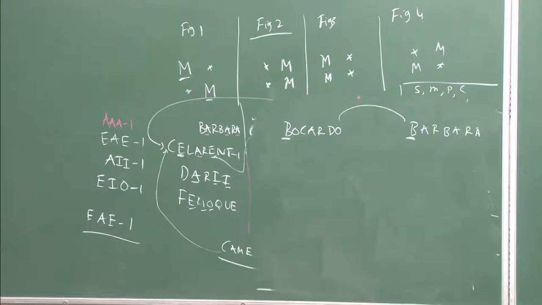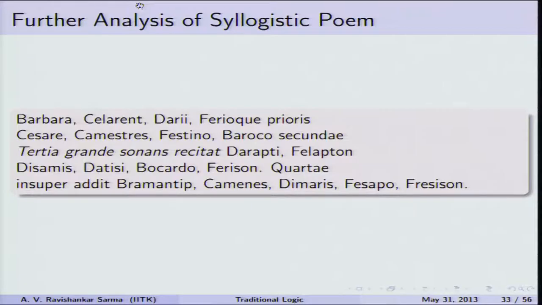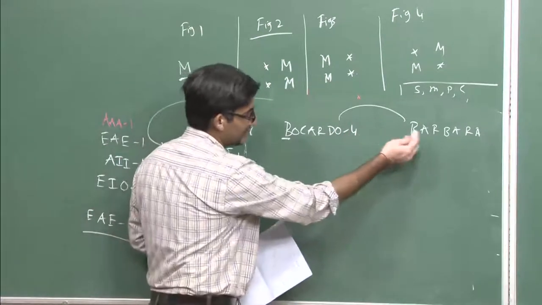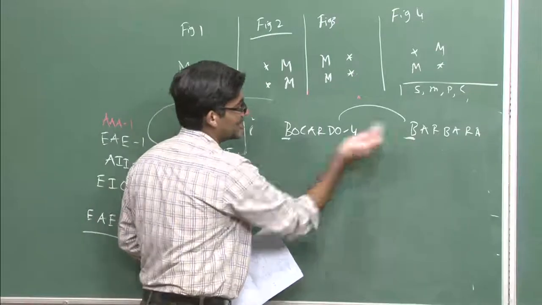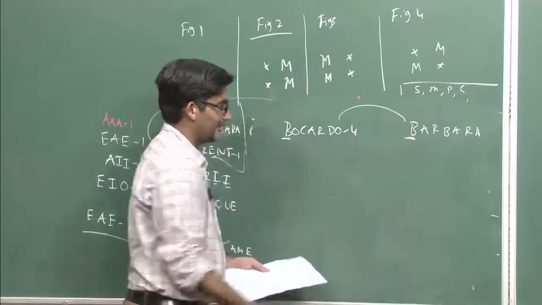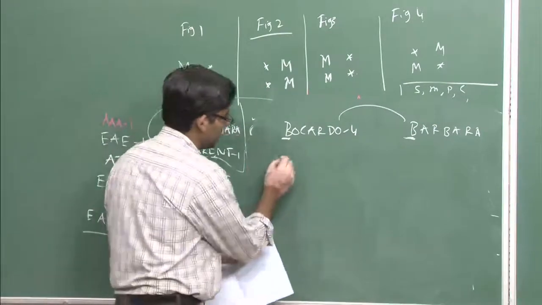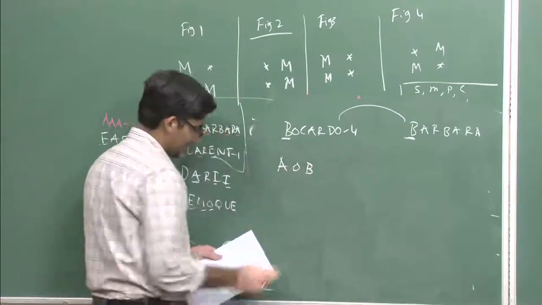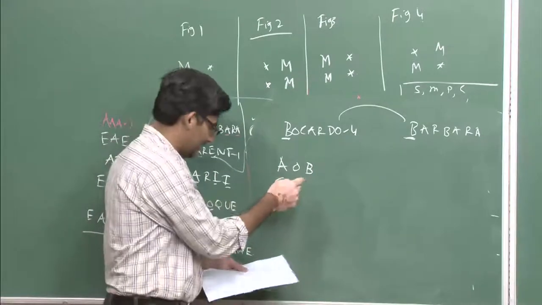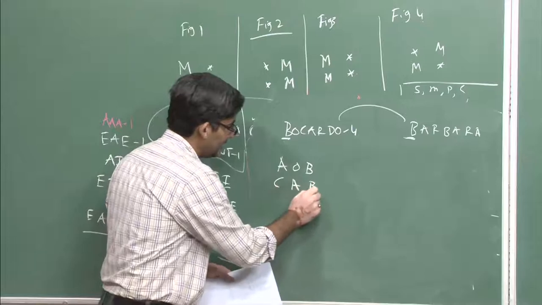Let me go into the details of this one. Bocardo occurs in the fourth figure, and it can only be reduced to the syllogism which occurs in figure number 1. That means the one that starts with B is only Barbara. Now this can be written like this: A O B, that means some A's are not B's, and then this is C A B.